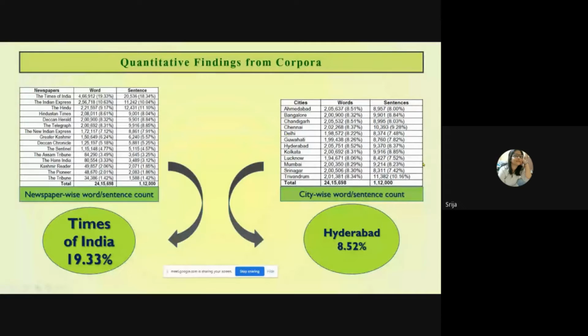Now, please look at here. This is the city-wise word or sentence count. So we can see here that Hyderabad has the highest word count. But if you notice, we have a fairly consistent distribution of data in the cities. This is because we had already predefined a fixed word count for each city, which is 2 lakh words. So you can see that more or less all of them are the same.